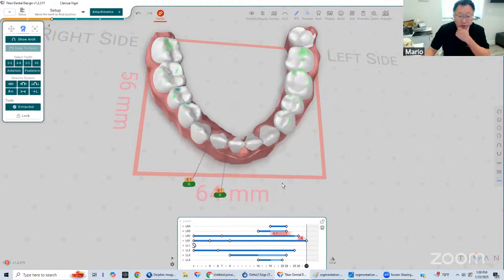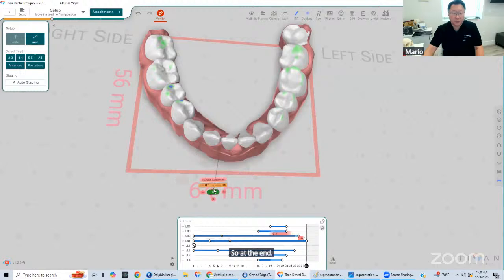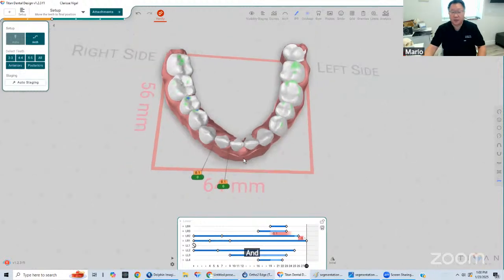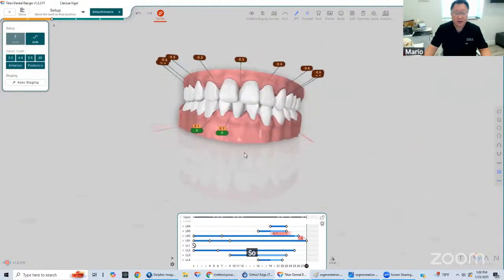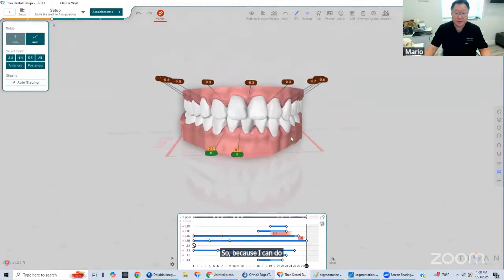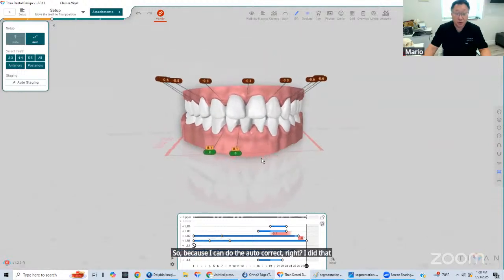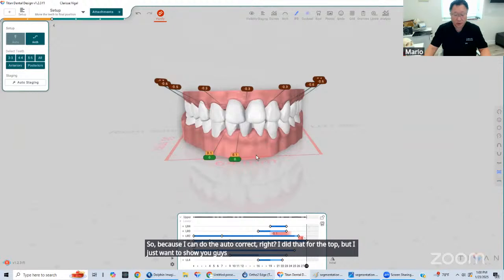So at the end, if you look, I only have 0.1 and 0.1. Okay, so that's one option I can do. The other option is I can go back, but I'm not going to go back because I'm pretty happy with this. I can do the auto correct. I did that for the top, but I just want to show you guys, when I'm doing this bottom one, how you can also manually do it.